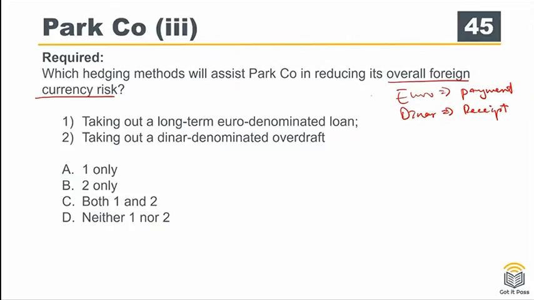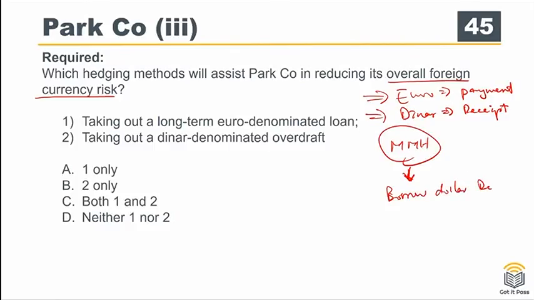Okay, so for euro, if we are applying the money market hedge, or the MMH, for euro, because we need to pay, if we would like to hedge the risk by money market hedge, we borrow dollar and deposit euro here. And for dinar, it's opposite because we are receiving dinar, so we borrow dinar and deposit dollar.